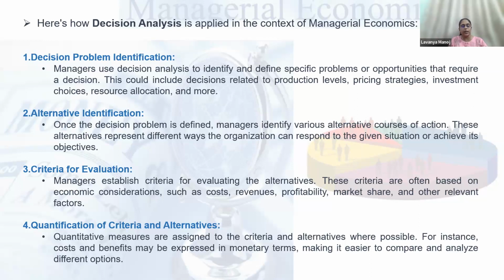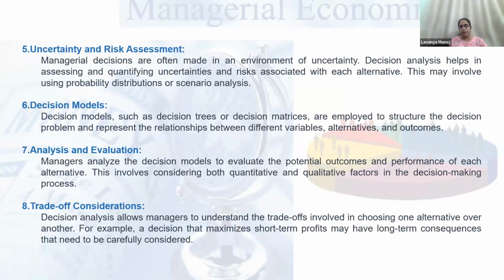So for doing more evaluation, take any of these criteria and do a complete evaluation. And then quantification of criteria and alternatives. So have a quantification, give a kind of grading system to all the alternatives you have in hand. And uncertainty and risk assessment. So have an idea about uncertainty and risk. Uncertainty is something which we can predict. Risk is something which we cannot predict. So consider these factors as well while taking decisions.